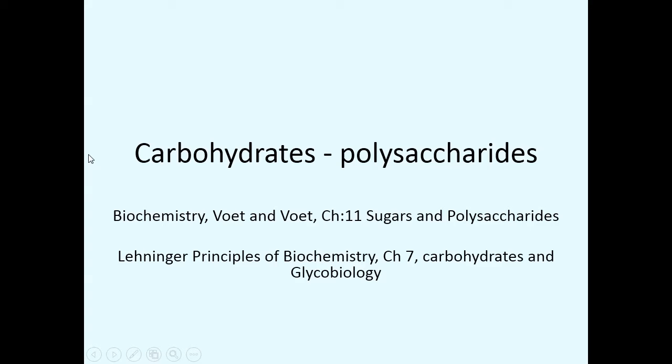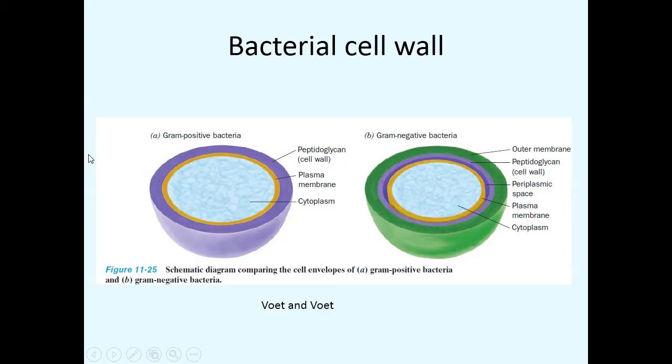Hello. In this lecture we will study about bacterial cell wall. Bacterial cell wall is made up of a polysaccharide called peptidoglycan. In this figure you can see a cross-section of bacterial cell.